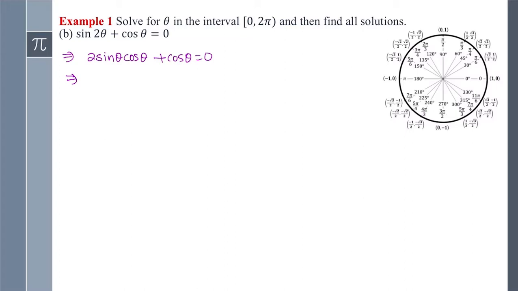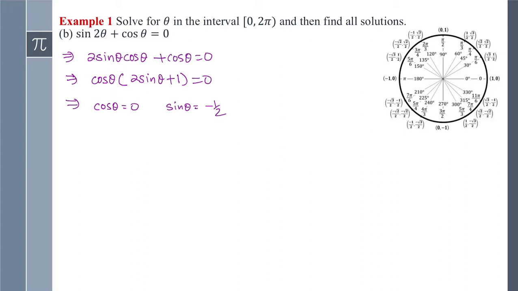So it's not a problem here. We don't have to change this in terms of sine only or cosine only because we can factor out cosine theta. So let's go ahead and do that. Cosine theta factored out gives us 2 sine theta plus 1 equals 0. Now from here, cosine theta equals 0. And from the second one, we get sine theta equals negative 1/2 because we subtract 1 and then divide by 2.